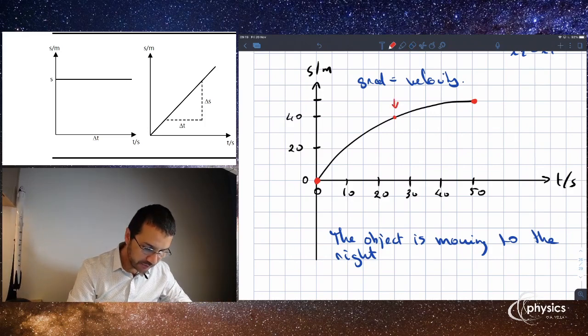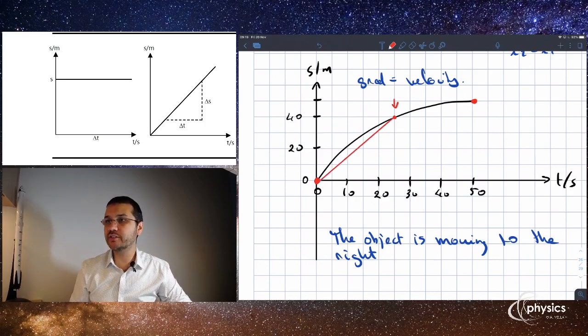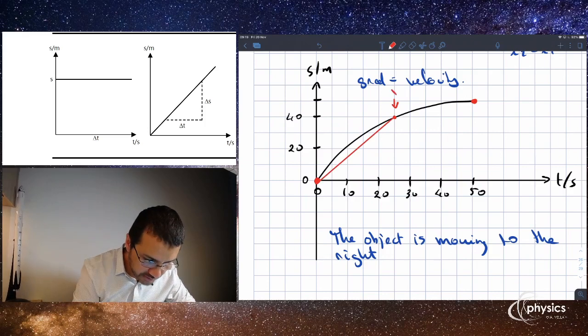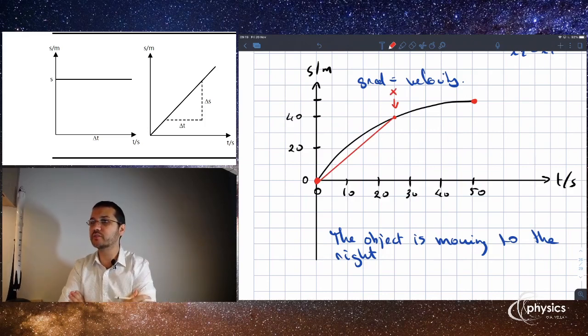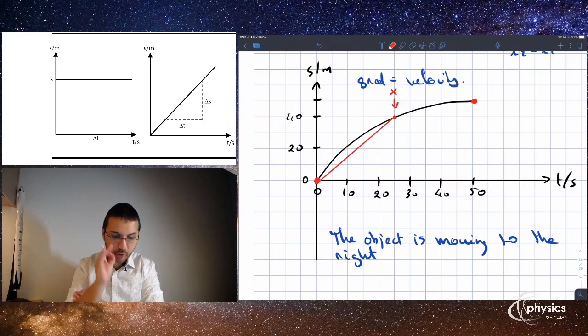Now, if I find this gradient, can I say that that gradient is the gradient of the slope at this point? Let's say it's point x. At point x, is that the gradient, the slope at that point?